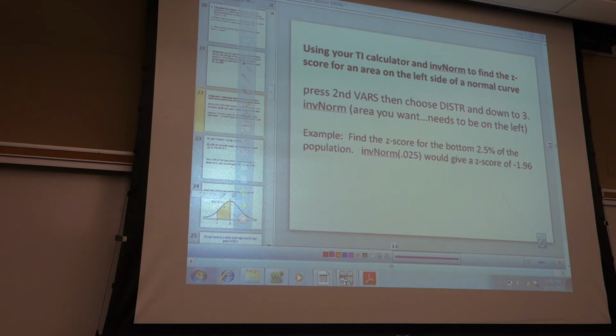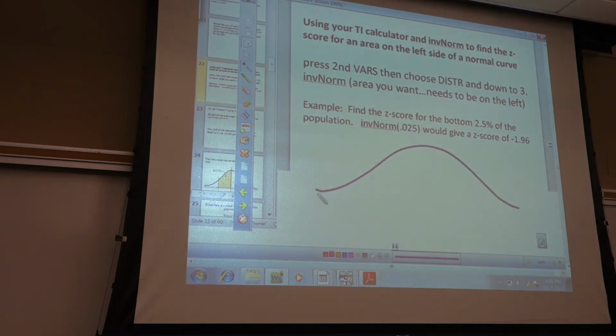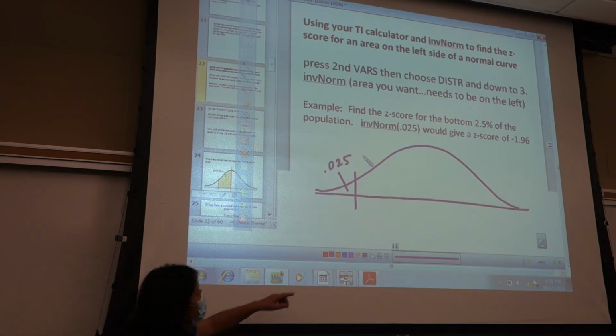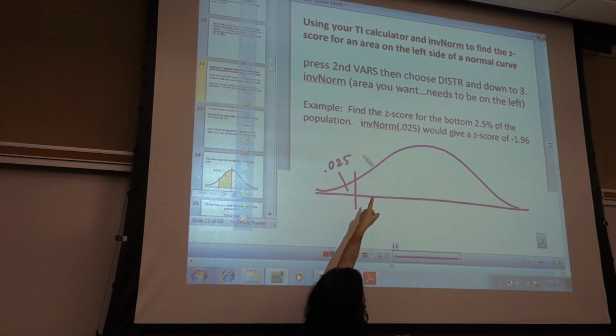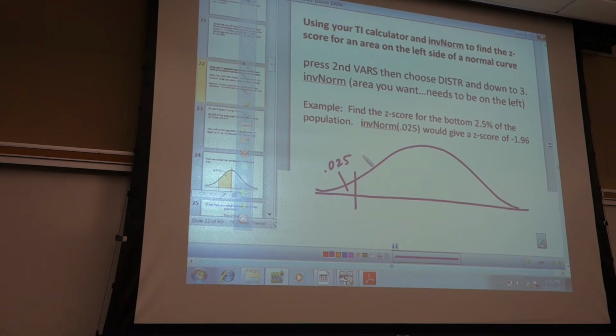Here's an example. Find the z-score for the bottom 2.5% of the population. This is the bottom 2.5%, so in decimals, it's 0.025. So I have this area, I'm going to feed it into inverse norm, and I'm going to get negative 1.96. That's what you get. Everyone want to try that? Everyone bust out your calculators. Do it very quickly.